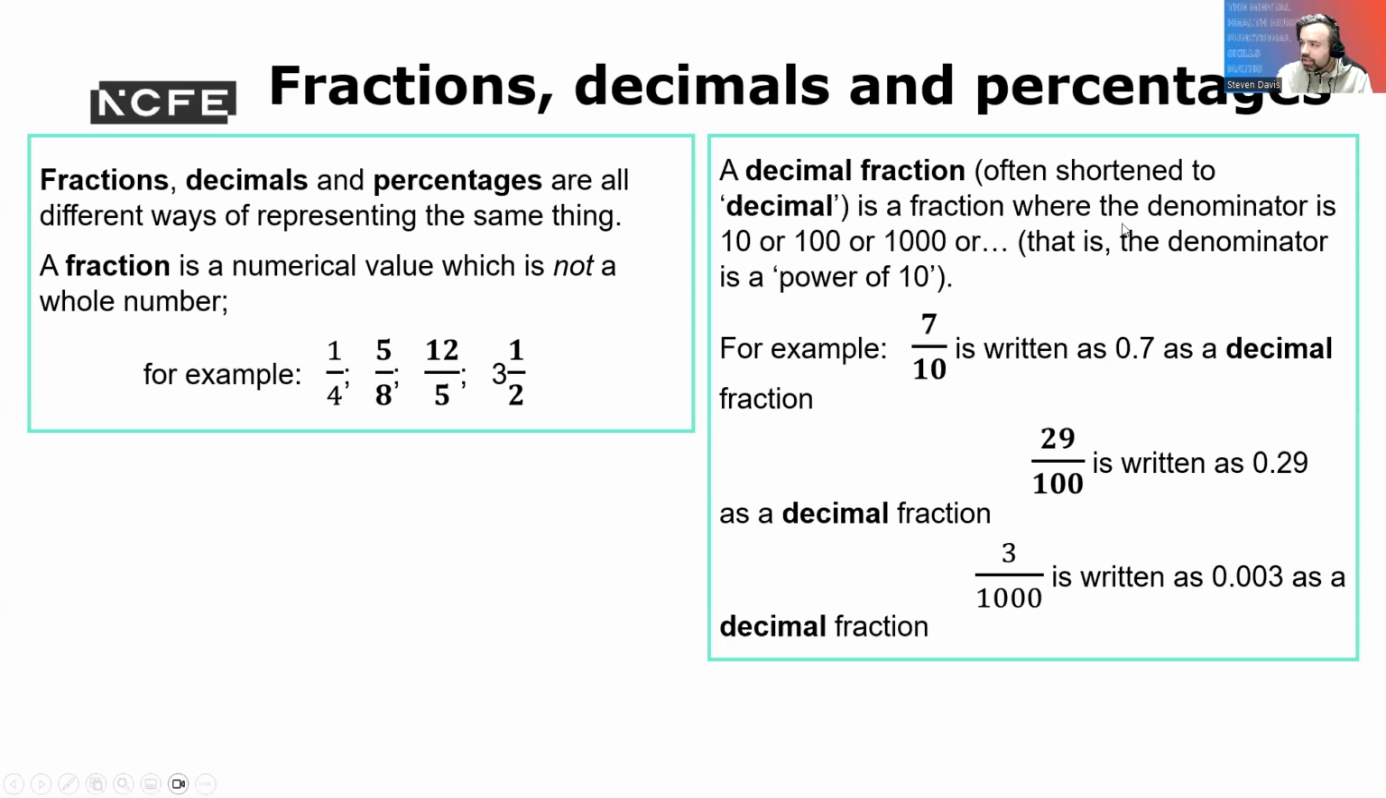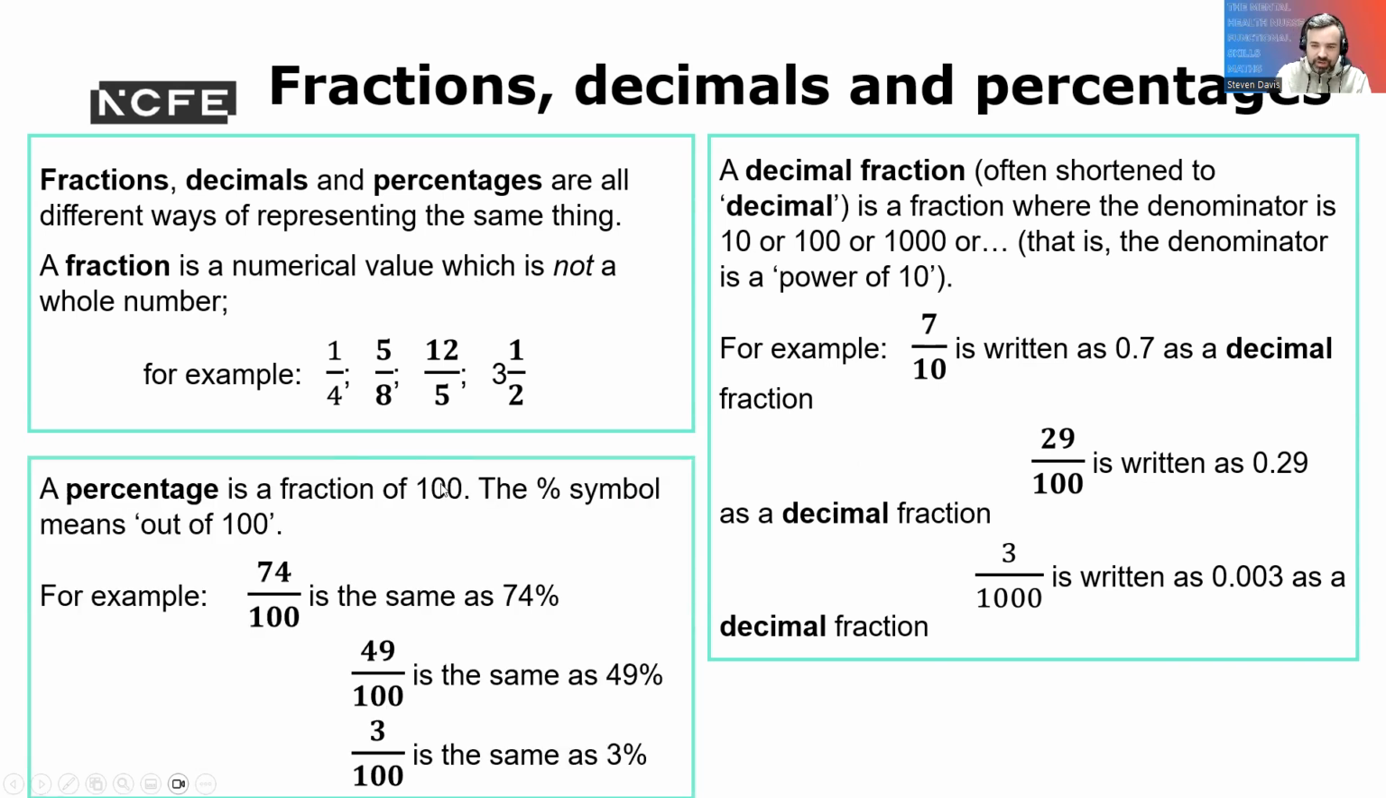So a decimal fraction, often shortened to decimals, is a fraction where the denominator is 10, 100, or 1,000, or the denominator is a power of 10. So for example, 7/10 is written as 0.7 as a decimal fraction. 29/100 is written as 0.29. And 3/1,000 is written as 0.003 as a decimal fraction.